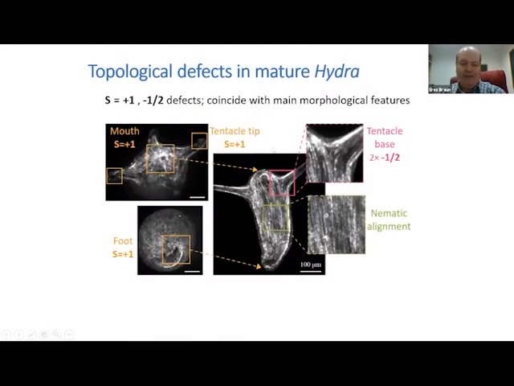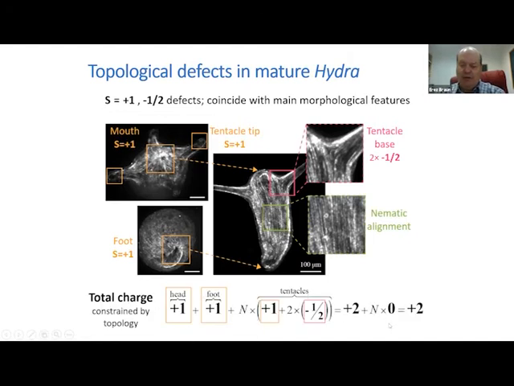Now, the point is that in the adult animal, these defects also emerge. Actually, they emerge in functional regions. So what survives in the adult animal is a +1 defect at the tip of the head in the mouth and at the tip of the foot. So these are two +1 defects. And then every tentacle that is going out will have a +1 defect at the tip and two -1/2 defects at the base. And so the total charge must be 2. This is a constraint by topology, and this is always true. So if another defect emerges for some reason, there must be other complementary defects that will preserve this charge of +2.